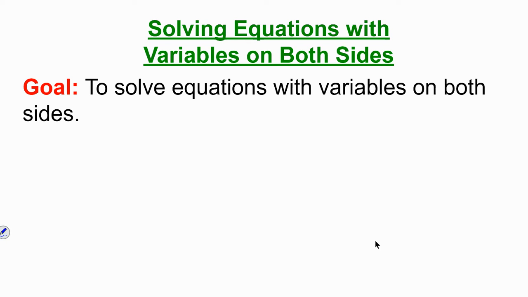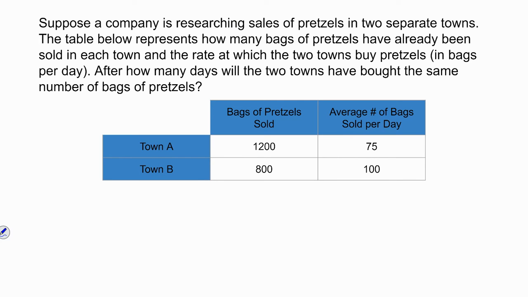In this video, we're going to be talking about how to solve equations with variables on both sides of the equals. So let's get started with the problem. Suppose a company is researching sales of pretzels in two separate towns. The table below represents how many bags of pretzels have already been sold in each town and the rate at which the two towns buy pretzels. And this would be in bags per day. After how many days will the two towns have bought the same number of bags of pretzels?